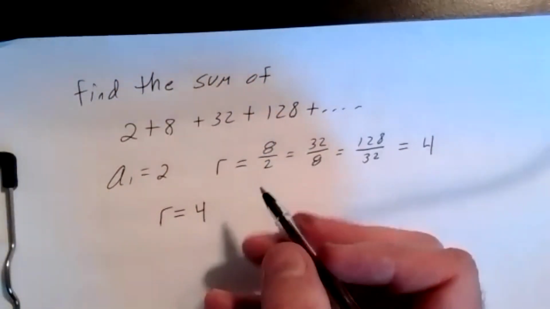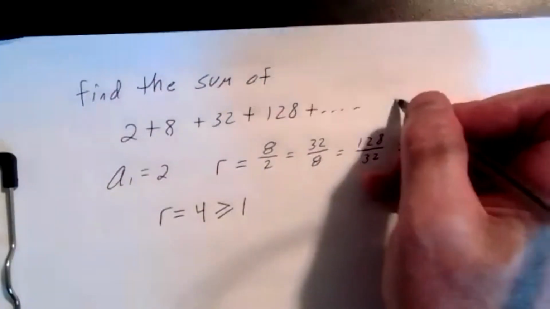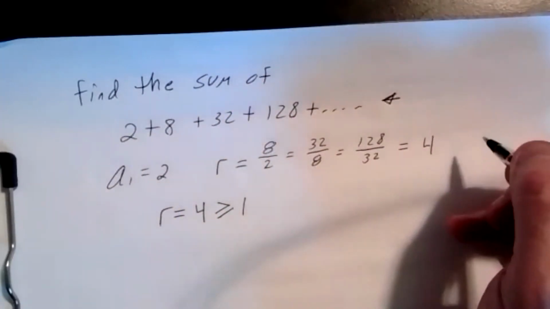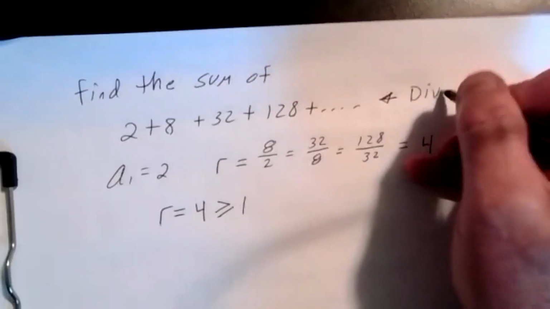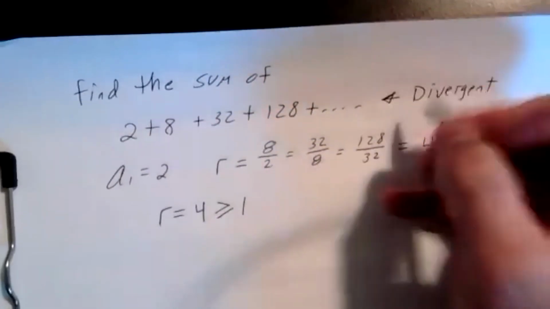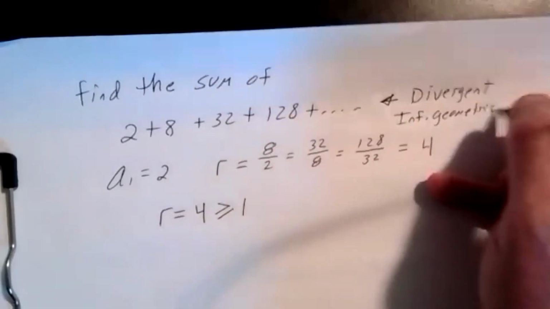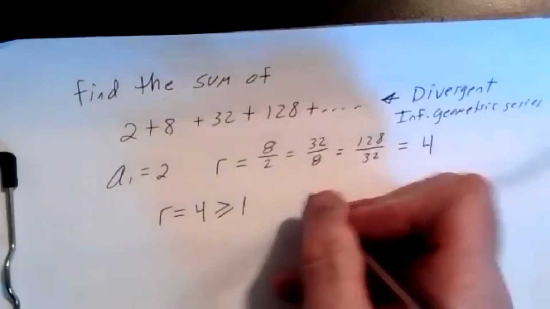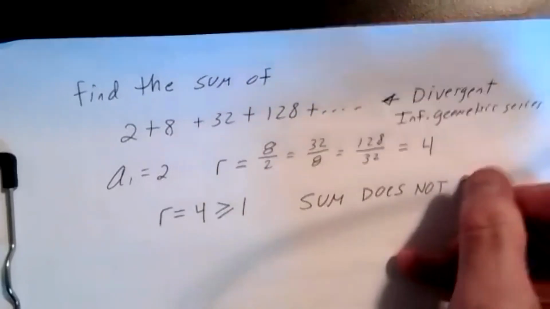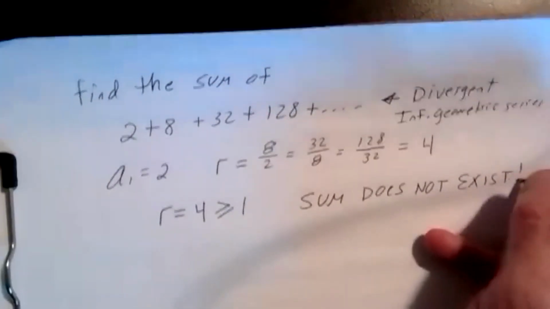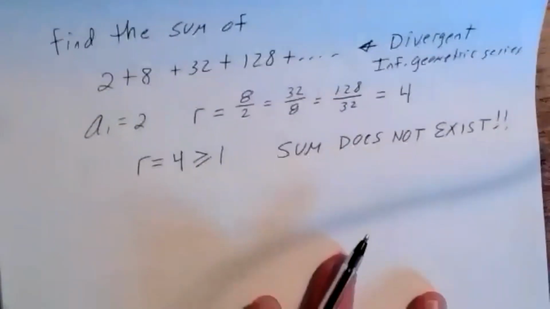My common ratio is 4, but do you agree that 4 is greater than or equal to 1? Therefore, we would say this is what kind of infinite geometric series? Convergent or divergent? Divergent. This is a divergent infinite geometric series. And therefore, ladies and gentlemen, the sum does not exist. There is no sum. This sum just keeps blowing up. Do you agree? Growing without bound forever. There is no sum.